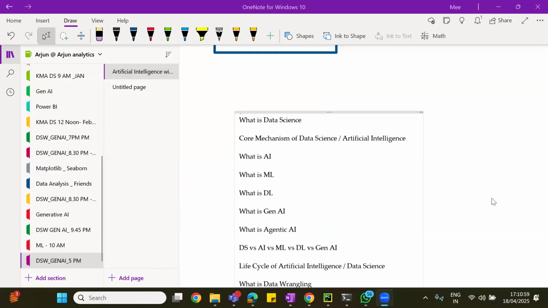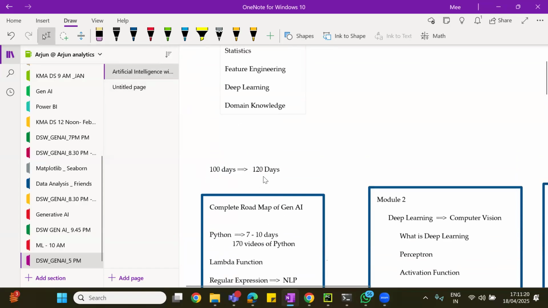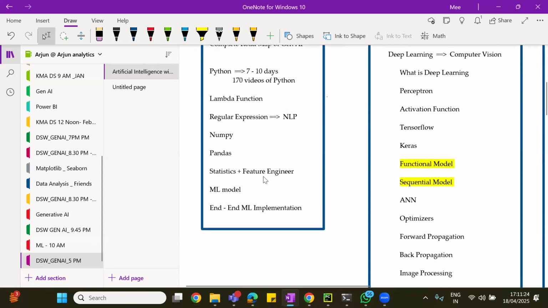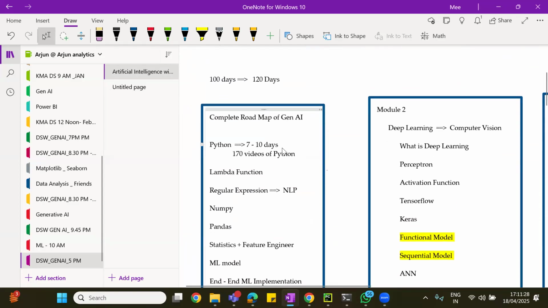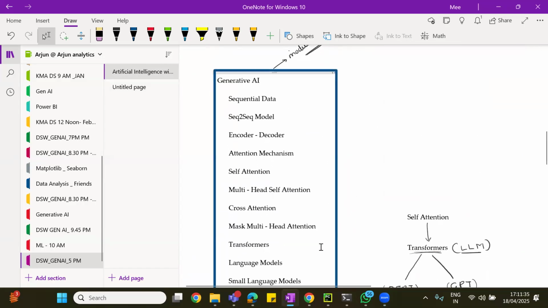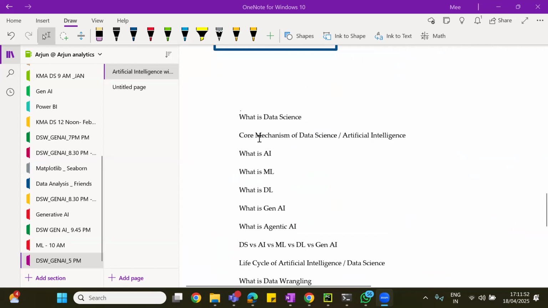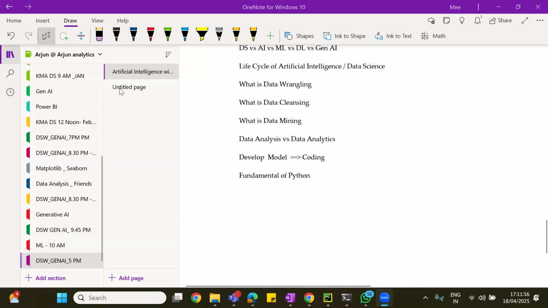Just give me a minute, guys. Okay. Now, in the last class, we have seen what will be the course curriculum, what are the things that will be covered, what are the prerequisites, and what Module 1, Module 2, Module 3 will be doing, along with generative AI. Okay, generative AI and all these things. So today we are going to cover one after the other, and we will move forward.